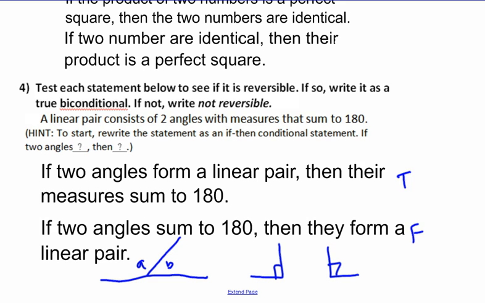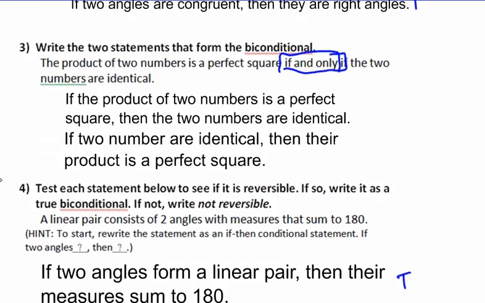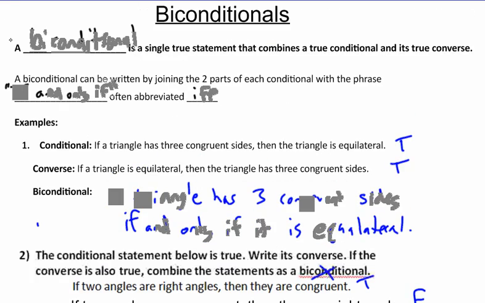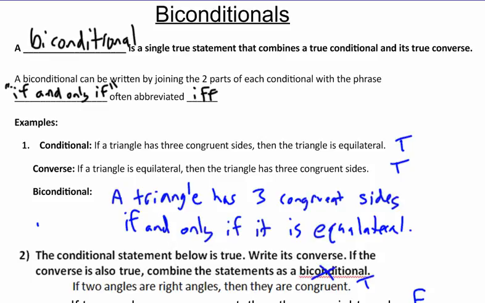But that's the last one we're going to do with biconditionals. Just remember, biconditionals are no longer conditional statements with the if-then, but they're combining a conditional and a converse that are both true, just using if and only if in the middle.